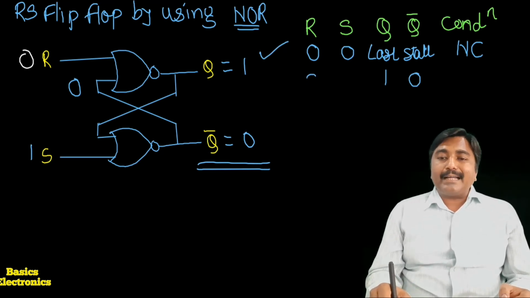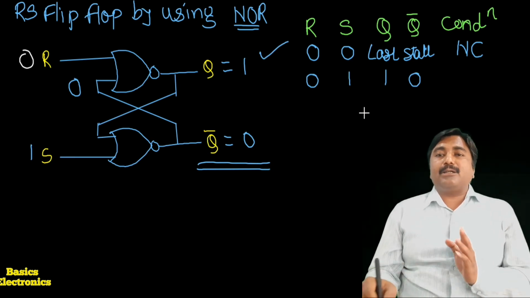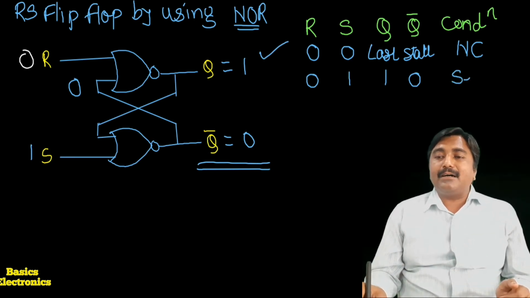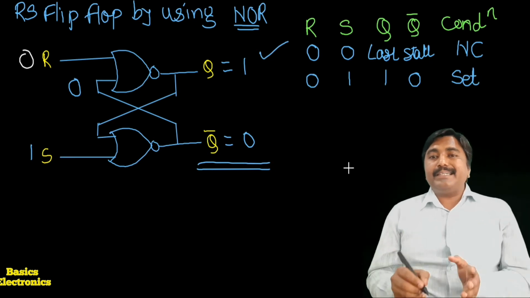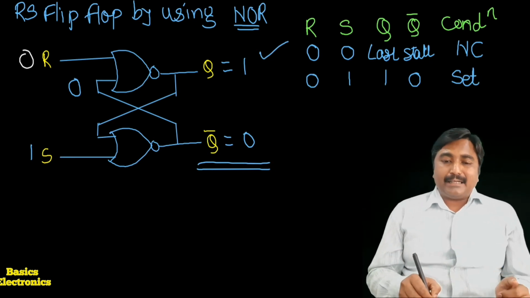But when R is equal to 0 and S is equal to 1, this condition of the flip-flop we call a set condition.